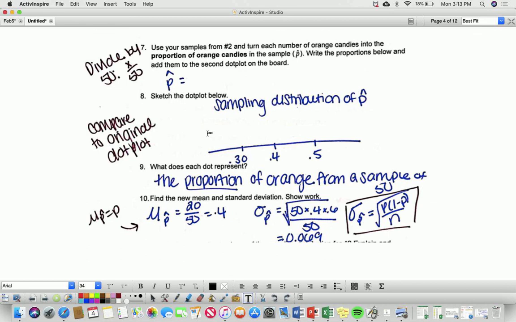Now I want you to take a look at the dot plot that you guys made. Notice how I did percentages down here? It should look the same. The shape should be the same. That's the point of this, it's the same thing. It's just instead of me looking at 19 orange Reese's Pieces, I'm looking at 19 out of 50. So that changes what the dots represent. The dots represent the proportion of orange from a sample of 50. Proportion, keyword.